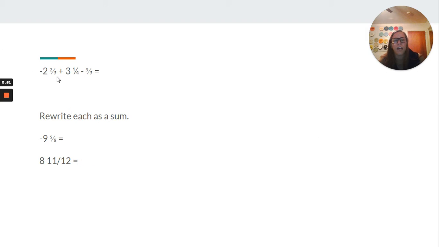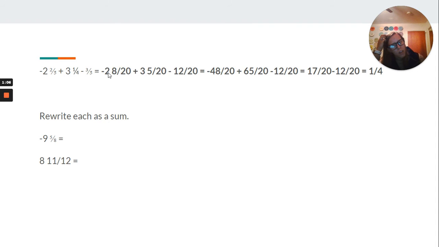And then yesterday, we looked at basically multi-step problems. So we first looked at ones that had maybe 3 total numbers to add or subtract. So we have negative 2 2/5 plus 3 1/4 minus 3/5. And remember, we wanted to make it so we had the common denominator. So if we made them all improper fractions, we were at this step. So we had negative 48/20 plus 65/20 minus 12/20.